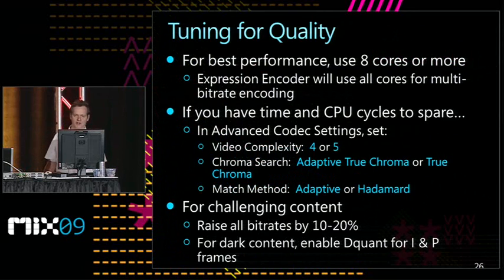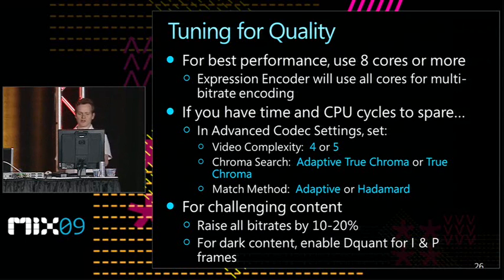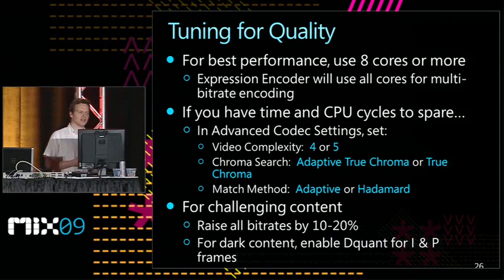So a couple of things you can do for quality. If quality is something that is really important to you and time doesn't matter, then you can increase the video complexity. You can wind it up to 4 or 5. You can also improve some of the motion estimation tuning. You can use the adaptive true chroma setting. I think that has the effect of making the encode time go up by a factor of 5. So you're paying for your quality, but it's definitely worth it.